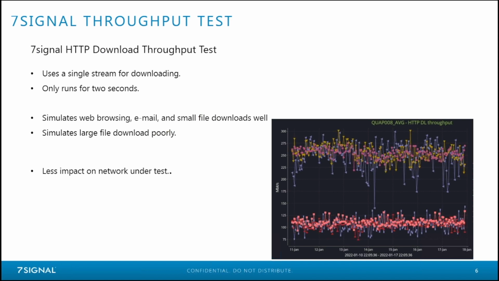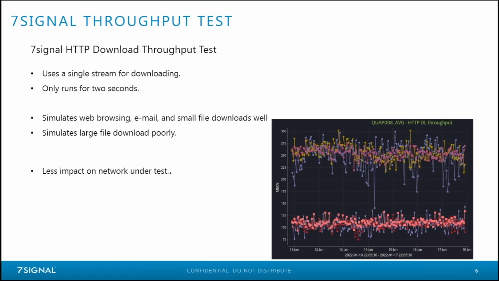Yeah. Looking at our speed test, the 7SIGNAL HTTP download test, it's a really different sort of test. We only use a single download stream. We only run for 2 seconds. And it really simulates web browsing where you're fetching lots of small files usually. On a web page, if you ignore the ads, there'll maybe be a dozen small JPEGs and some text and that kind of thing. So it's a lot of small downloads, but we don't simulate downloading large files very well. That's just something that our tests don't simulate.